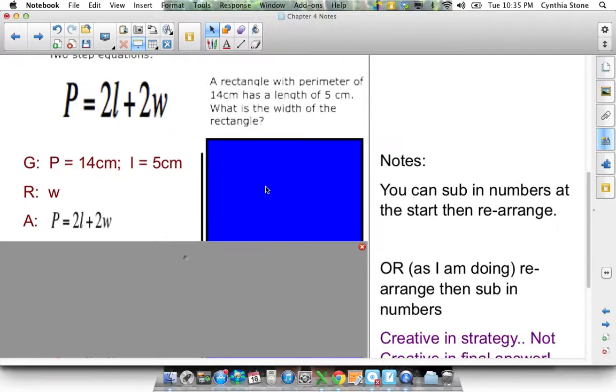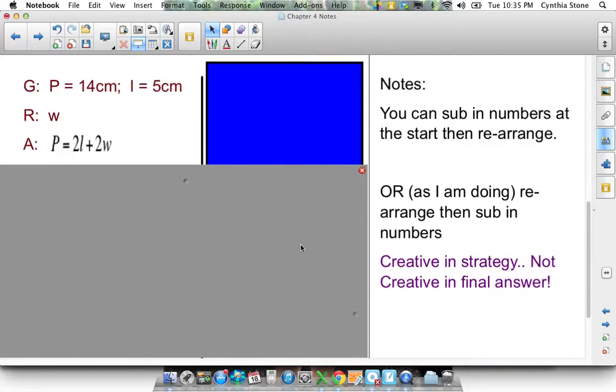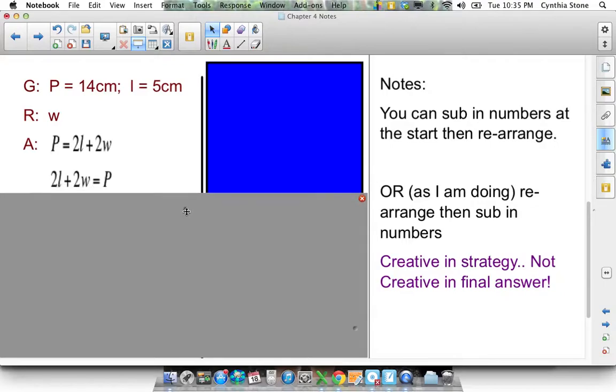Okay? Maybe before I go any further, you could write down my notes, which is that when you look at this equation here, you could right off the top put in 14 here and put in L as 5 and then rearrange to get W by itself. And that's what I say is being creative in your strategy. You're following a different strategy than I'm going to show you, but it's still correct. And you'll still get the same answer. So if you chose to sub the numbers in right away and then rearrange, that's fine. I'm going to show you how to rearrange first, though.